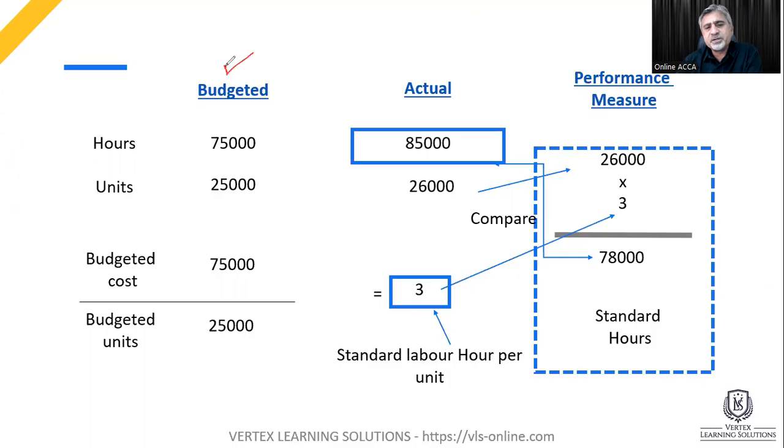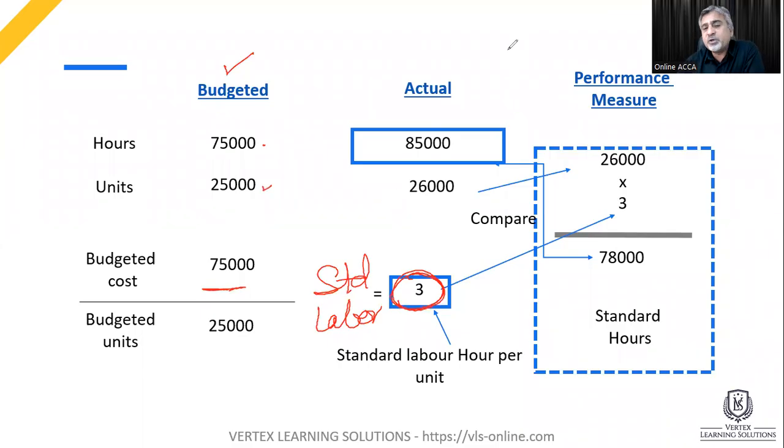What is our budget? Budget is that we will spend 75,000 hours and we will produce 25,000 units. So when I divide 75 by 25, one unit should take 3 hours. One unit should be produced in 3 hours. This is my standard labor. I should be making each unit in 3 hours.